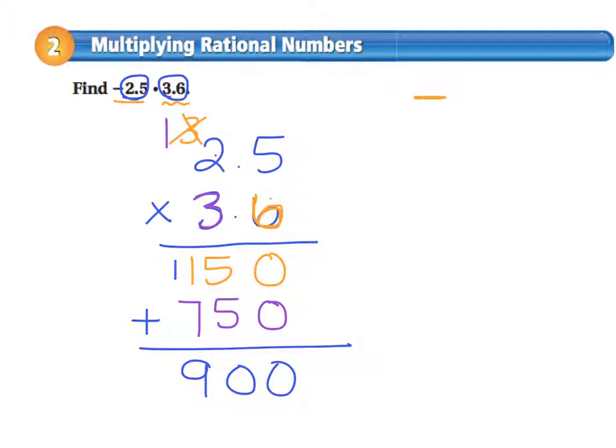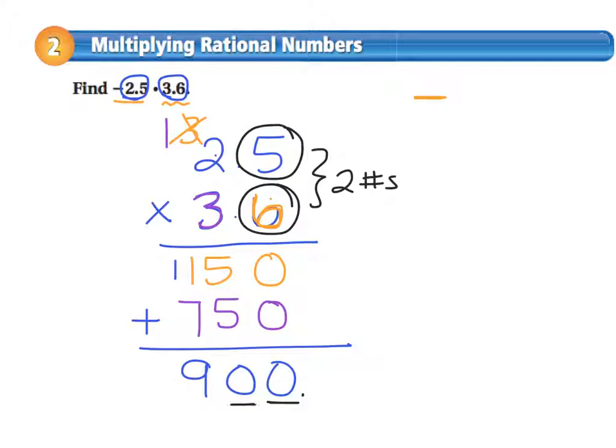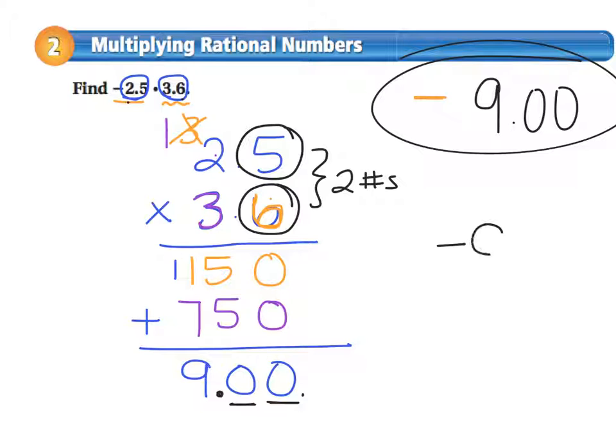At the very end, so now that we're at the end, this is when we go back and look at decimals. We want to know how many numbers were after the decimal in our original problem. I have one number here and one number here. I have a grand total of 2 numbers after my decimal. That means I need 2 numbers after my decimal in my answer. So a negative 2.5 times 3.6 equals a negative 9.00. You could also say it's simply negative 9.